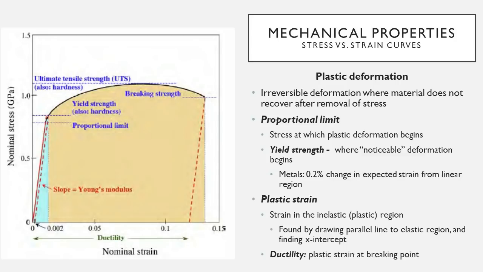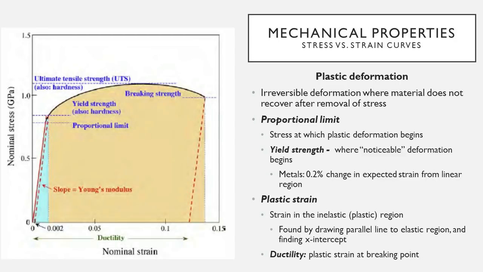And a lot of this can be dictated by the resolution of your data. But for instance, with metals, whenever we see a 0.2% change in the expected strain or expected stress from the linear region, then we start calling that the yield strength.